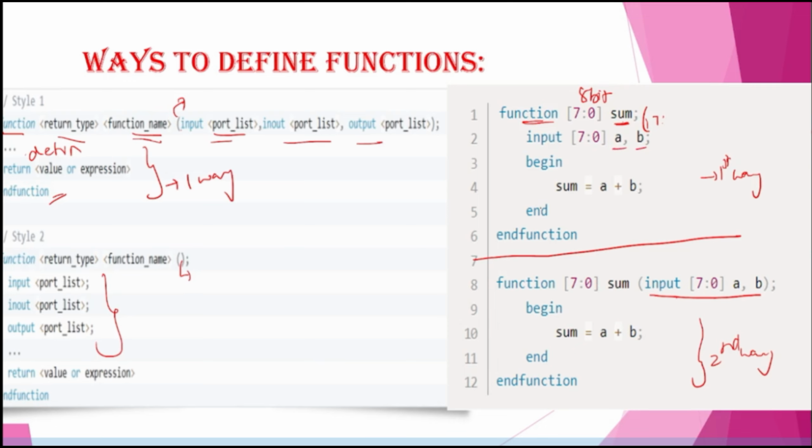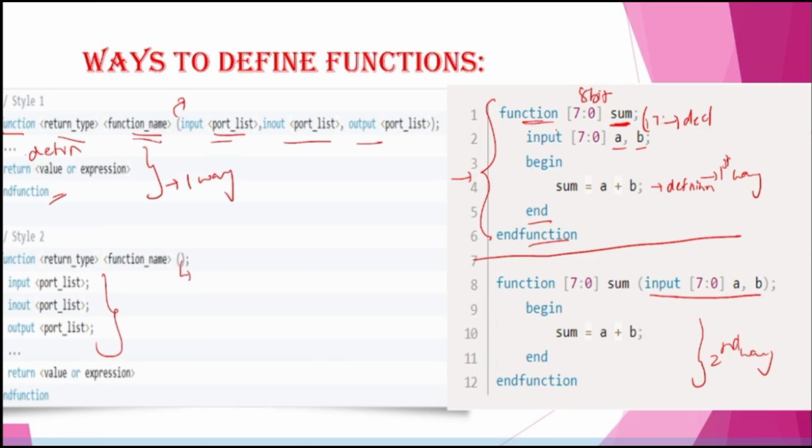Now within begin and end I am defining my function. So this is my declaration and this is my definition. What is my definition? Sum equals A plus B. This is the single piece of code that I am using here, and end function. After writing this function, I can call it at any part of my code just by using its name.